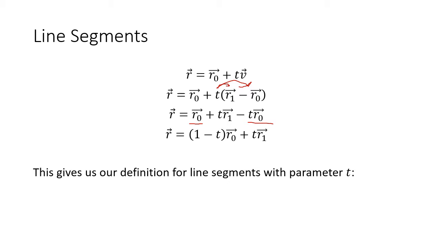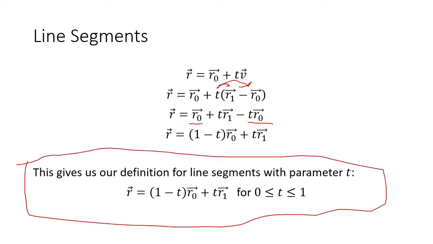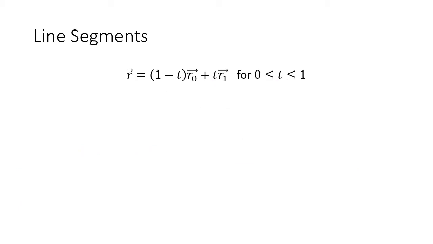And that's my equation. That gives me a definition for my line segments with parameter t, where t goes between 0 and 1. And so, again, there is my definition for a line segment, or only a part of a line, based on a limited set of values for t.